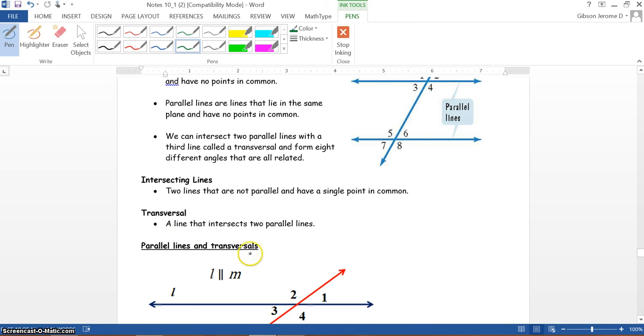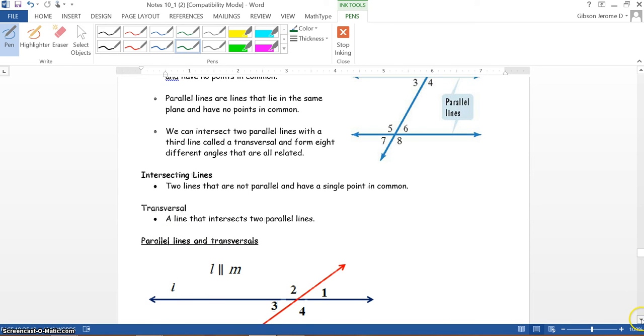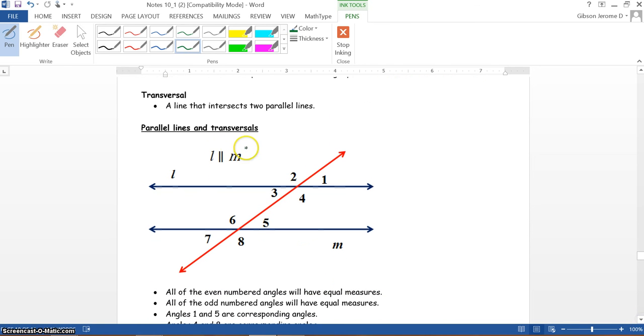It says parallel lines and transversal. Now, this symbol here represents parallel lines. So it's saying line L is parallel to line M. Now, all of the even number angles will have equal measures. Because remember, vertical angles are congruent here. So all of the even angles have equal measures. All of the odd number angles will have equal measures.